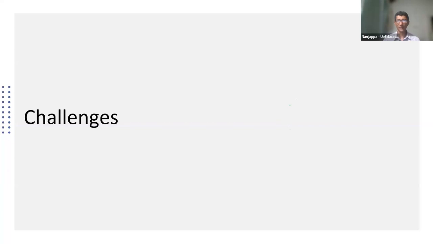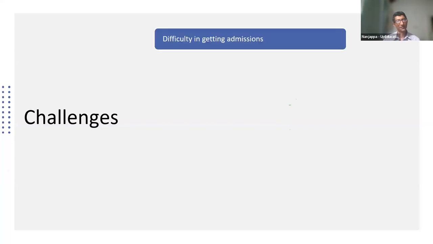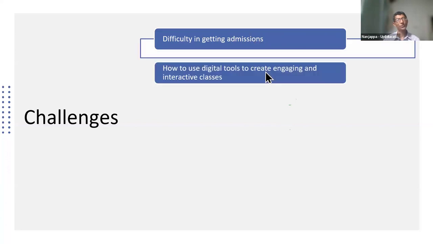Okay. So let's look at a few of the challenges. Difficulty in getting admissions, right? You don't know where to start, all right? And then how to use the digital tools. Now, a science teacher, very comfortable with conducting experiments offline. When it comes to online, how to do it? What are the various ways to do it now?